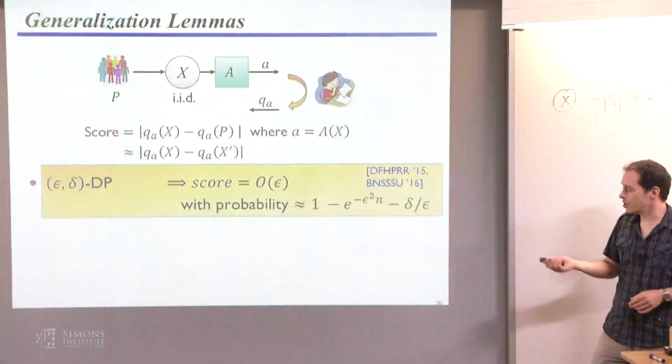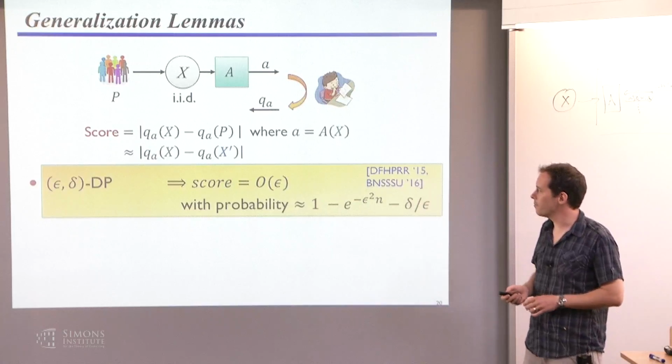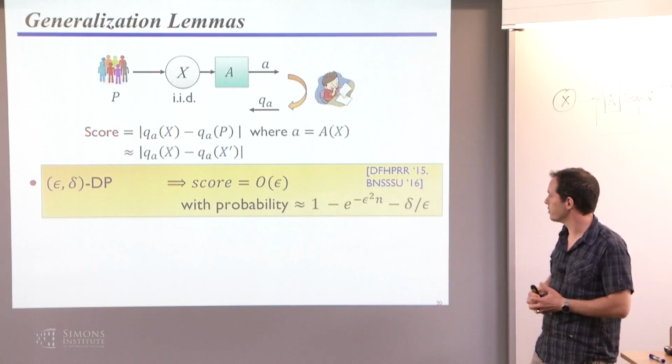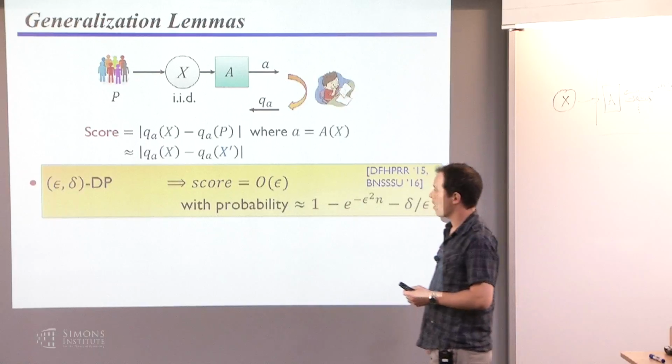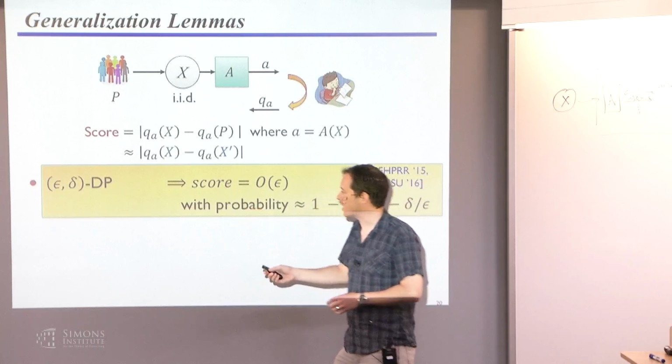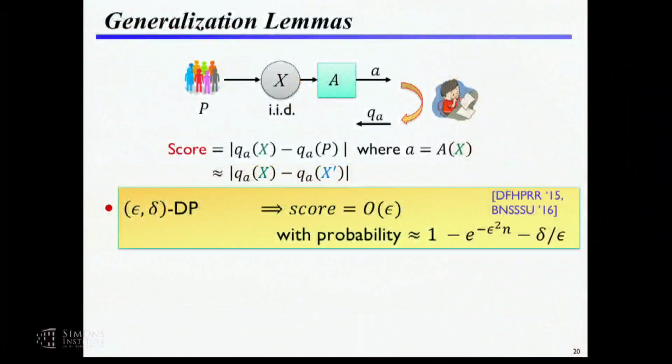Okay. So just instantiating this theorem, we get a sequence of lemmas. For differential privacy, we get a statement of the following form. If A is epsilon-delta differentially private, then the score of the analyst in this game is bounded by 10 epsilon with very high probability.